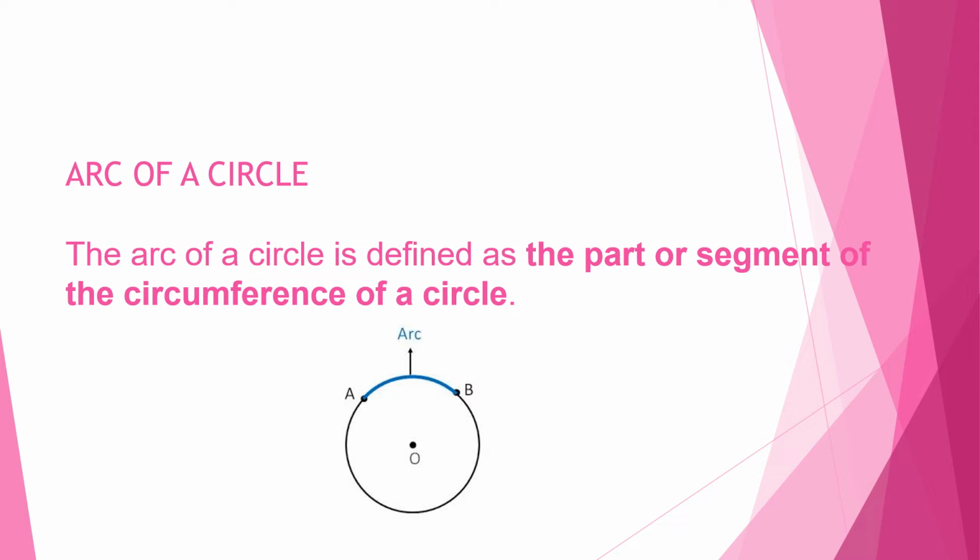Arc of a circle. The arc of a circle is a part or segment of the circumference of the circle. Here in this figure we can see that the point A and B are both on the circumference and the part of the circumference which is denoted by the blue colored line, this is known as the arc of a circle. The smaller portion of the circumference from A to B is known as minor arc, which is represented by the blue color, and the remaining portion of the circumference, which is represented with the black portion of the circle, is known as major arc of the circle.